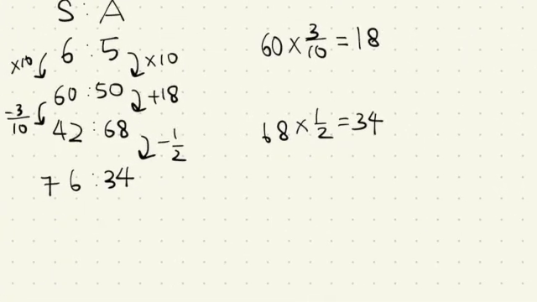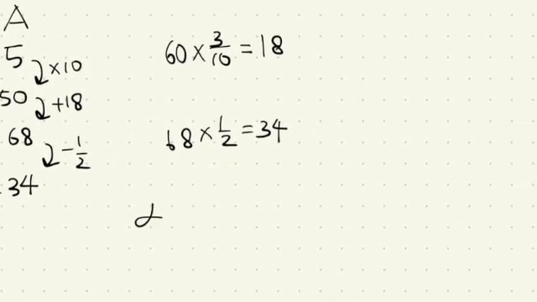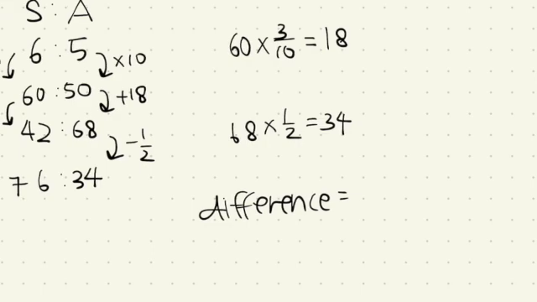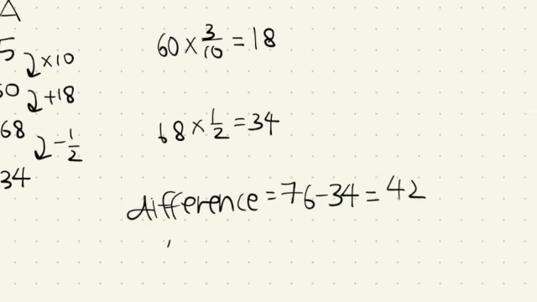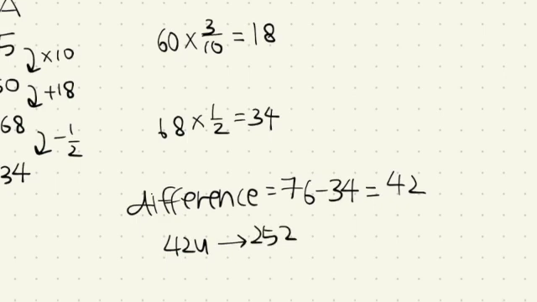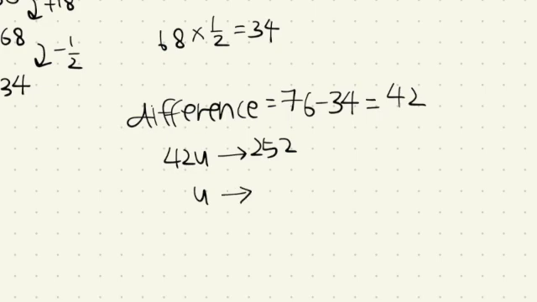So therefore, the difference will be 76 minus 34, and this will give me 42. So 42 units will be equivalent to 252. Okay, 1 unit will then be equal to 6.